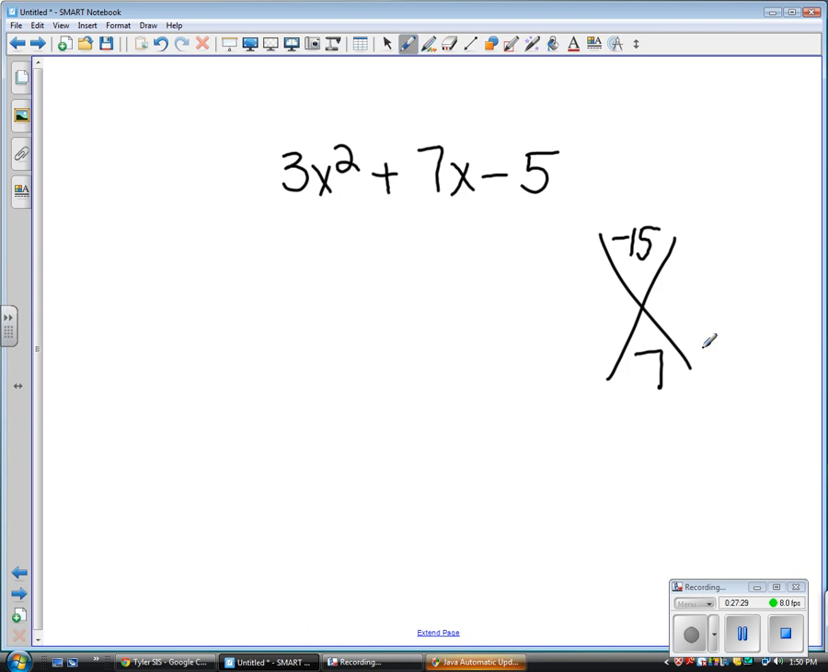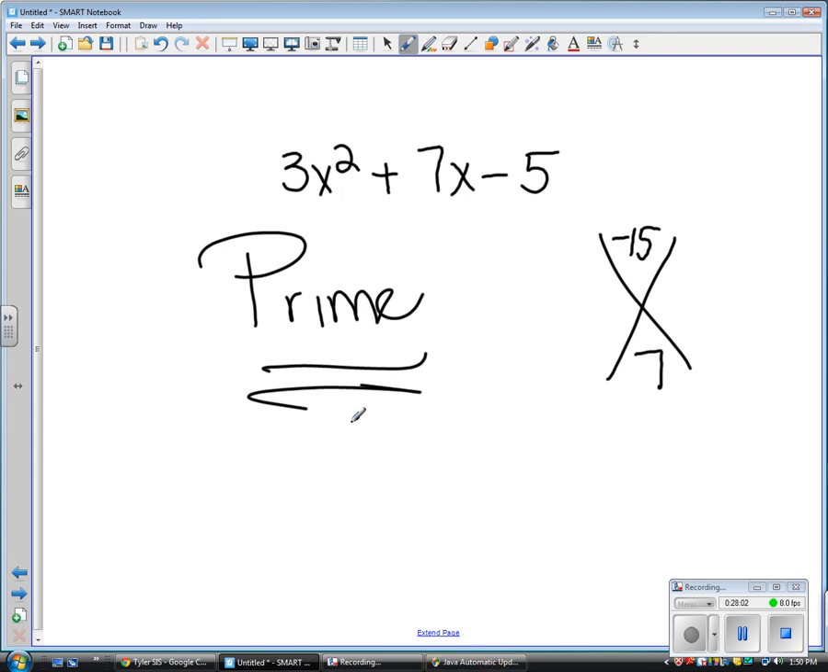Well, if I do 5 and 3, if I add them, I get 8. If I subtract them, I get 2. So I can't use 5 and 3. Is there anything? What is the word we use when you have a number that cannot be factored down any smaller than itself and 1? Prime. So you're going to write prime, which says this cannot be factored.